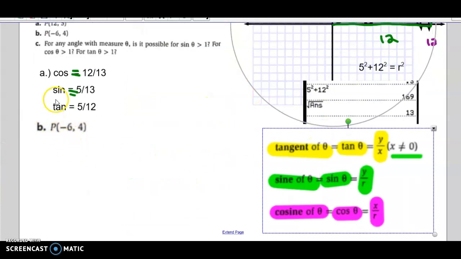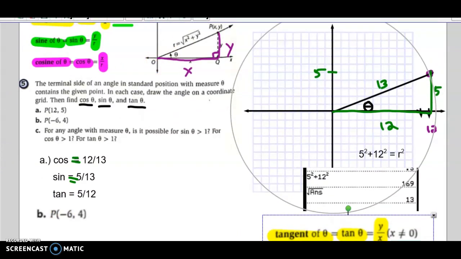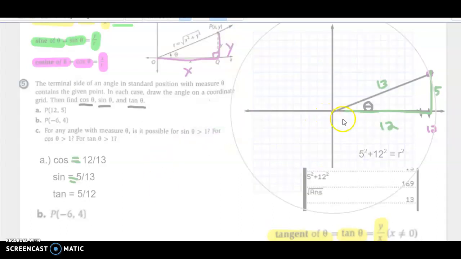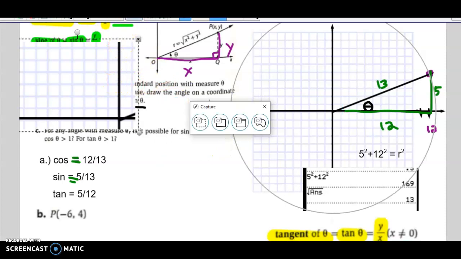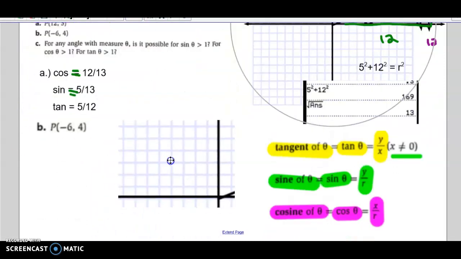So here, the first step we have to do is actually sketch this. I'm feeling a little lazy, so I'm going to go up here and take a picture of this. Now I know it's going to be -6, 4, so I only really need this part of our axis to draw that point. So let's do it. That's our first step, we want to visualize the problem.